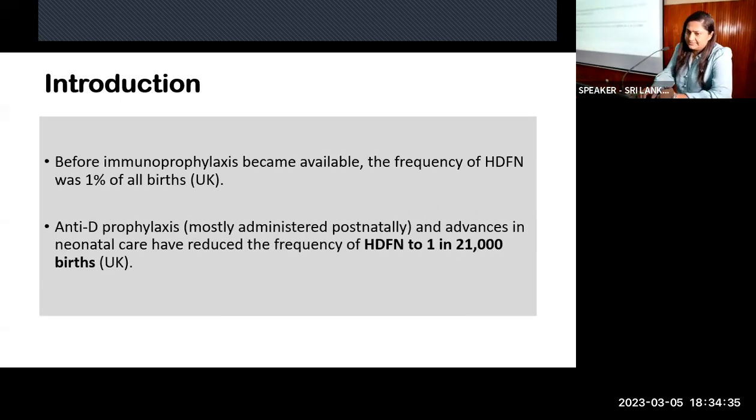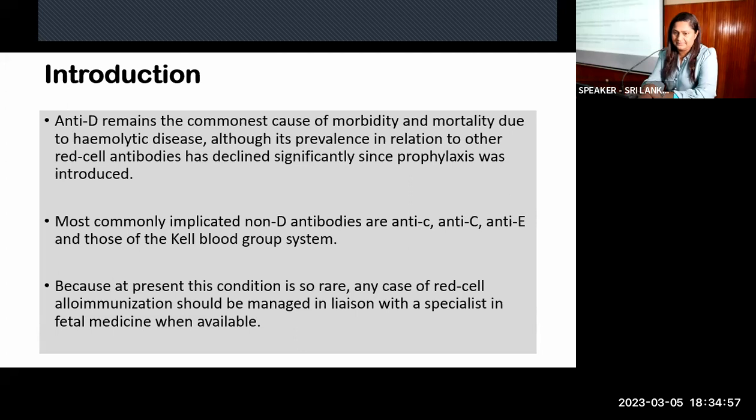Before immunoprophylaxis became available, the frequency of HDFN, hemolytic disease of the fetus and newborn, was about 1% of all births in the UK. However, after the introduction of anti-D prophylaxis, mainly postnatal, and due to advances in neonatal care, this frequency has reduced to 1 in 21,000 births in the UK. Anti-D still remains the commonest cause of morbidity and mortality due to hemolytic disease, although its prevalence in relation to other red cell antibodies has declined significantly since the introduction of prophylaxis.